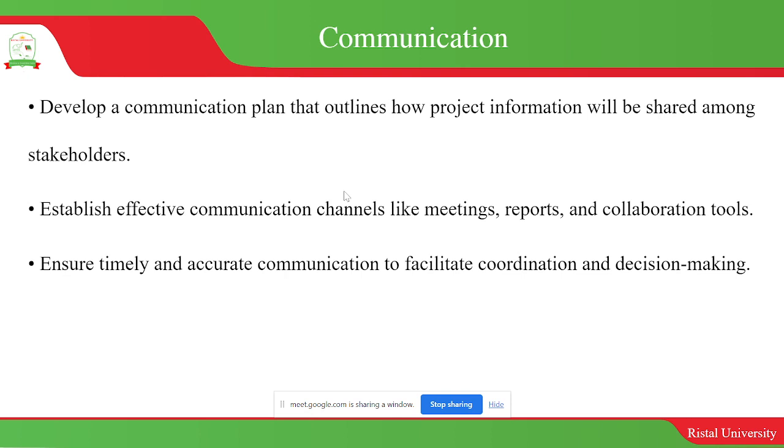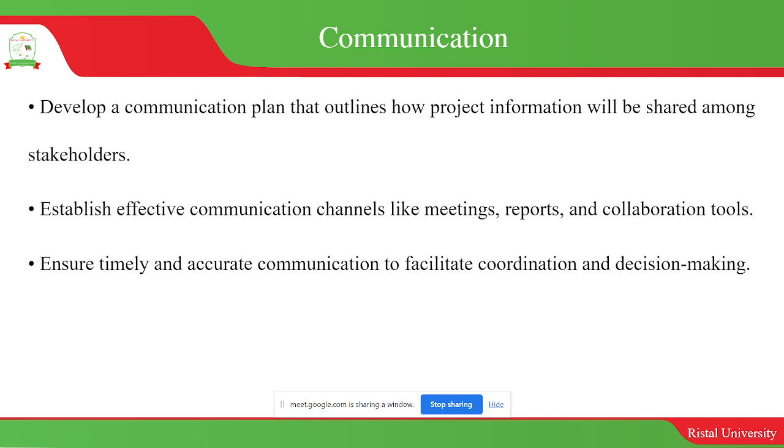The other thing that you need to know about planning is having a communication plan: how information will be shared, and during what time, or the schedules of sharing this information. This information relates to project reports, meetings, and also any collaboration tools that you may have. You need to think about that.